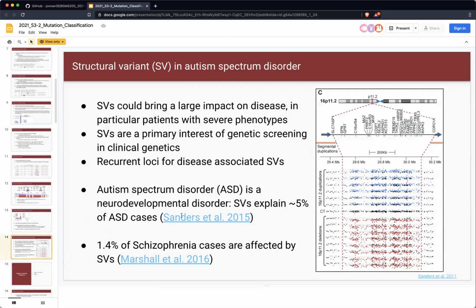Okay, so structural variation is an important key to many disorders. Structural variation has long been described in medical genetics, right? Here I include one example from autism spectrum disorder, which I'm working with. Structural variation could bring a large impact on disease in a particular patient who has a severe phenotype because of the large size. That's why it is a primary interest of genetic screening in clinical genetics.